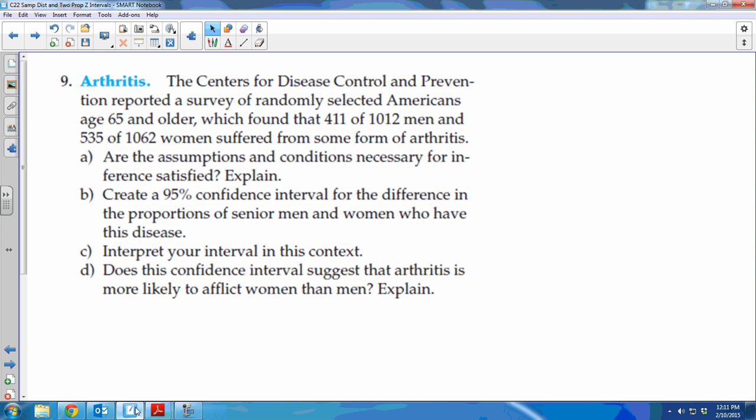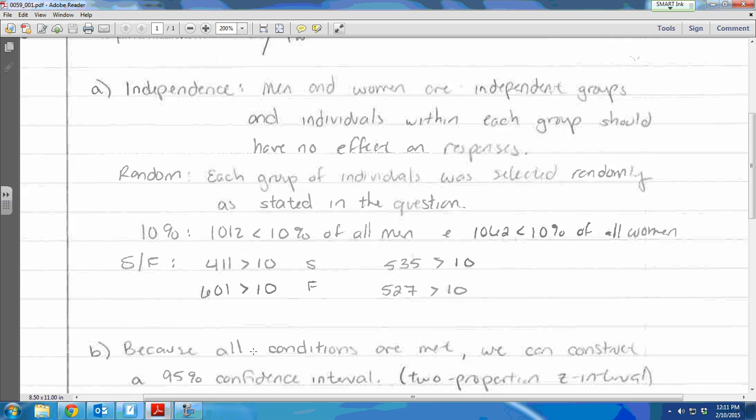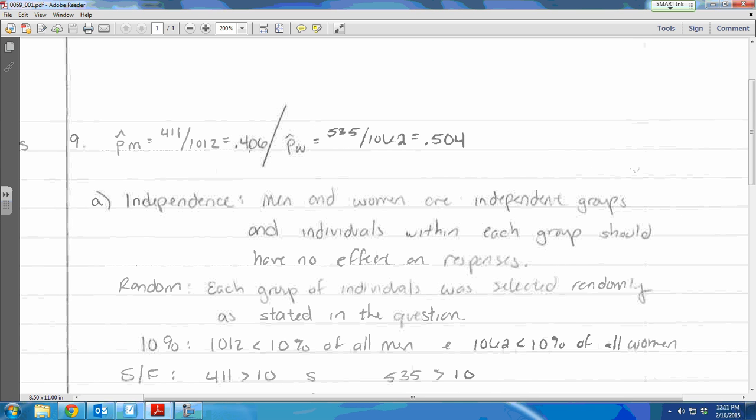All right. So in part B, create a 95% confidence interval for the difference in the proportions of senior men and women who have this disease. All right? So, I've already checked the conditions and all that. If you go back up here, I already found my actual proportions, right? I divided and found percentages.